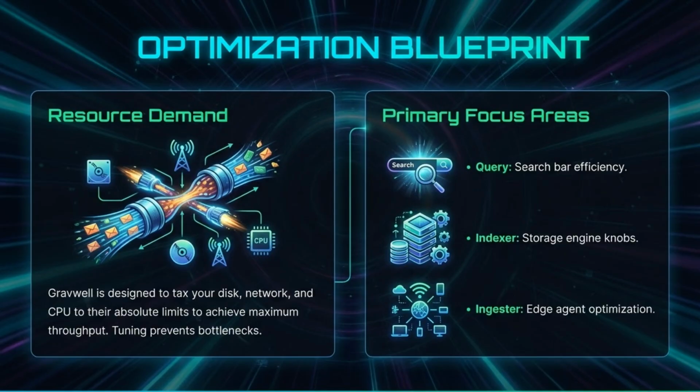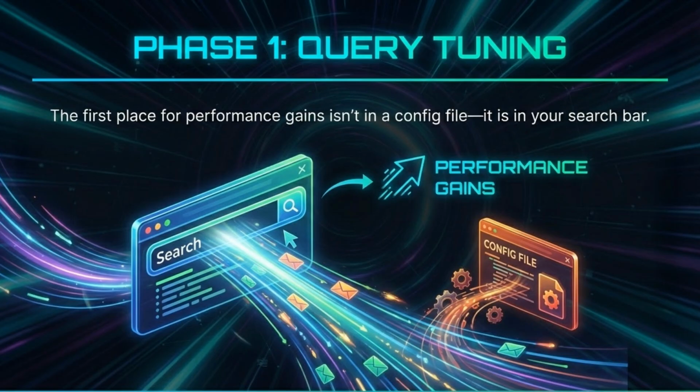Gravwell is designed to push your disk, network, and CPU. Tuning prevents bottlenecks. Our optimization blueprint focuses on 3 key areas: query efficiency, indexer storage knobs, and ingester edge agent optimization. We begin with Phase 1, query tuning.